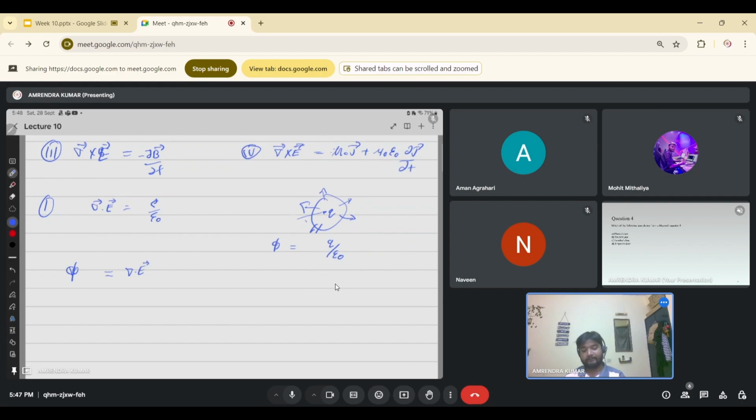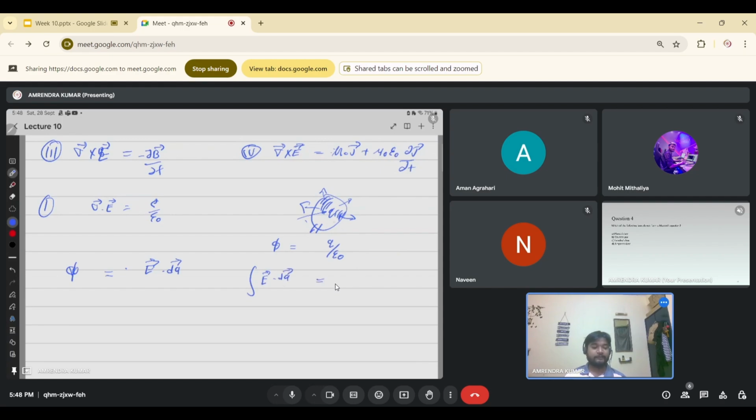Sorry, so it was E dot dA. Okay, so what they were calculating, they were calculating through a surface, in a volume at a surface. So essentially they were calculating this E dot dA.